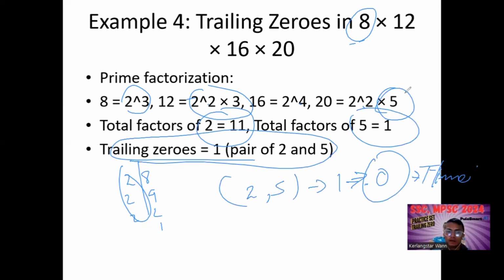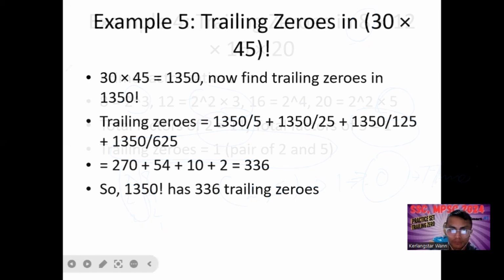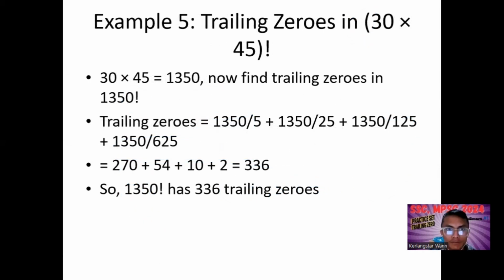Okay. That was example 4. Then we'll see example 5. Trailing zeros in 30 into 45. 30 into 45 we get is 1350.